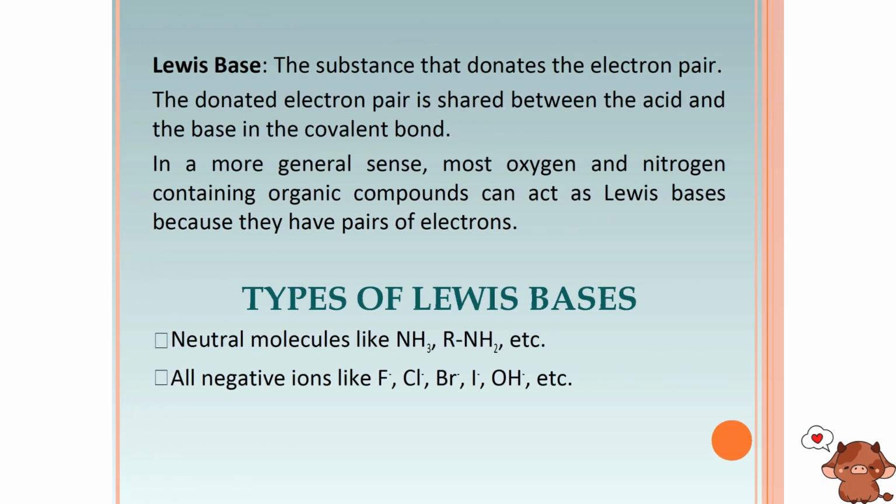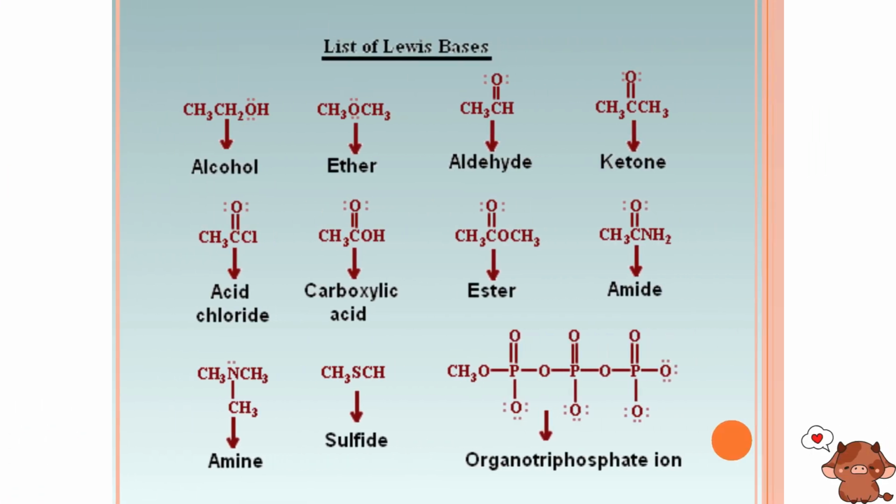A Lewis base is a substance that donates an electron pair. Most oxygen or nitrogen-containing organic compounds can act as Lewis bases because they have lone pairs. Types of Lewis bases include neutral molecules like nitrogen trihydride or amines. All negative ions like F⁻, Cl⁻, OH⁻. Here's a list of Lewis bases. Alcohols like ethanol, ethers like dimethyl ether, amines like trimethylamine, carboxylic acids, aldehydes, ketones, esters, amides, sulfides, and even organotriphosphate ions.